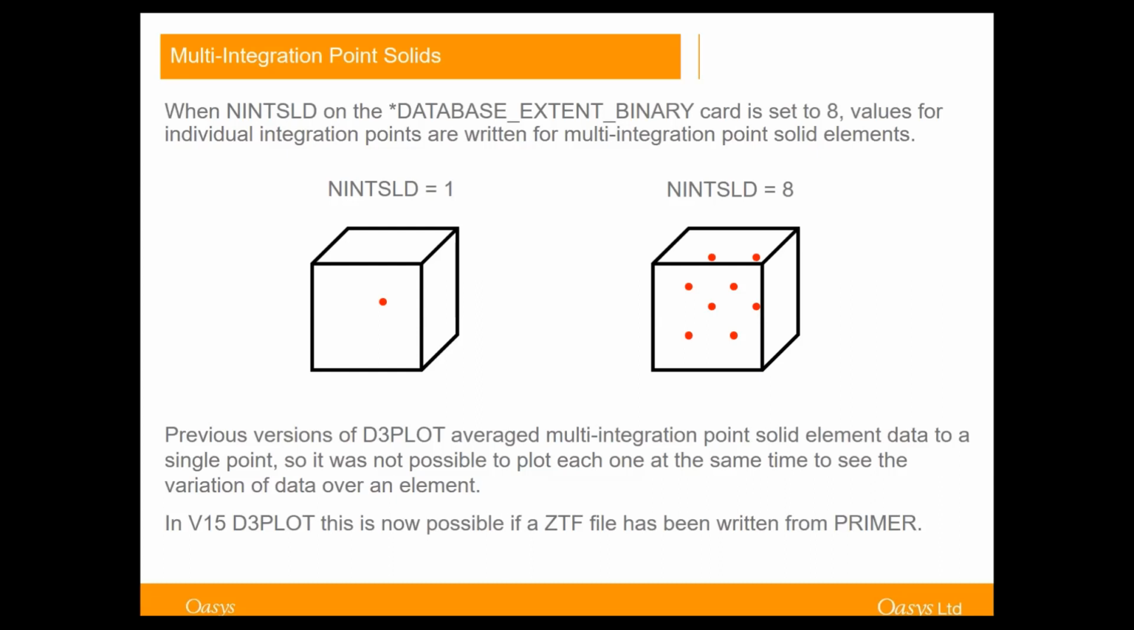Now, in previous versions of D3plot, even if you did this, D3plot would then automatically average those values on reading the results to a single point at the center of the element. And so it wasn't possible to view the variation of data across an element in D3plot. So in version 15, you can now look at these individual values. You do need a ZTF file so that D3plot can pick up the section information.